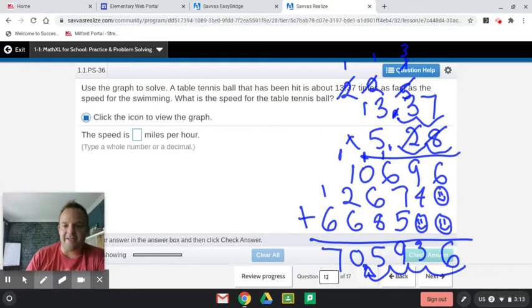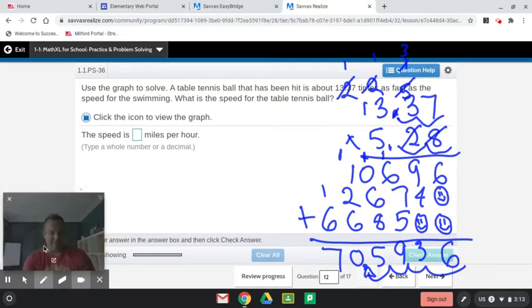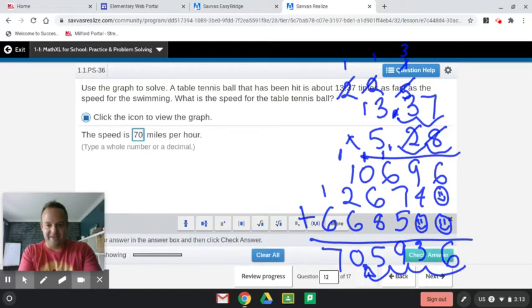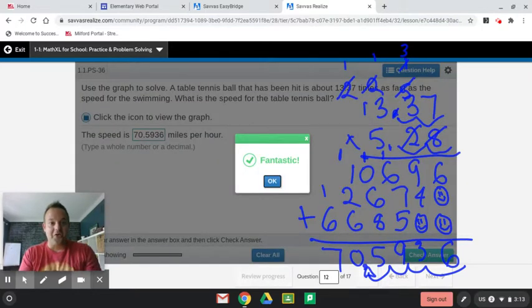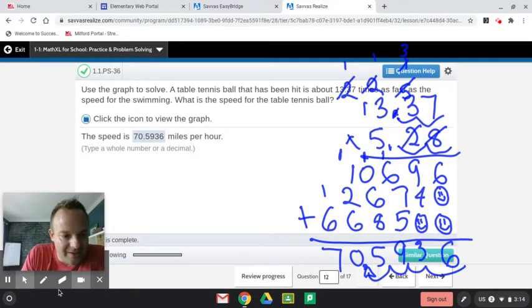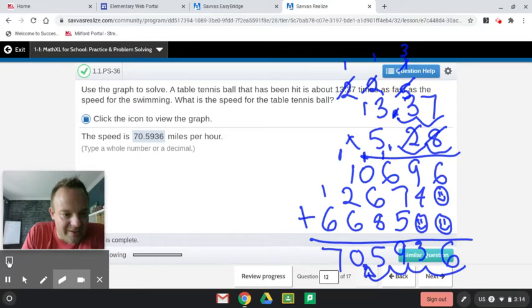And let's see if this is correct. Okay, guys? Please be correct. 70 and 5,936 10,000s. Oh, thank goodness. I thought with our little distractions, we might not get it right, but we did.